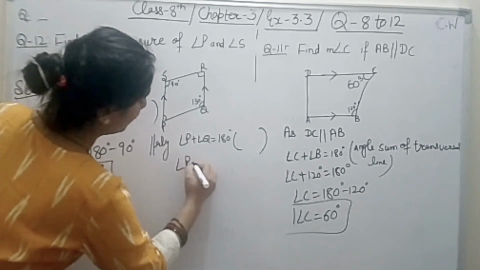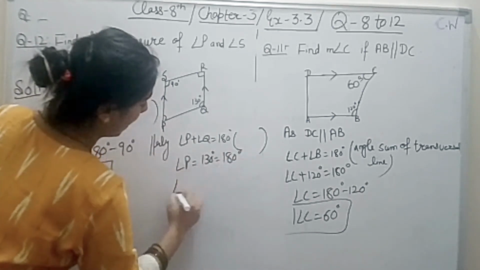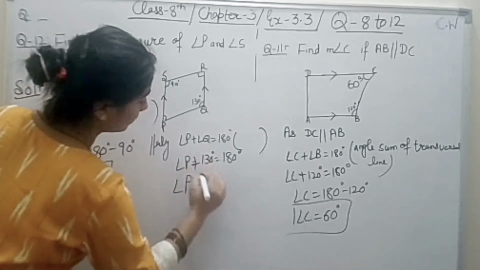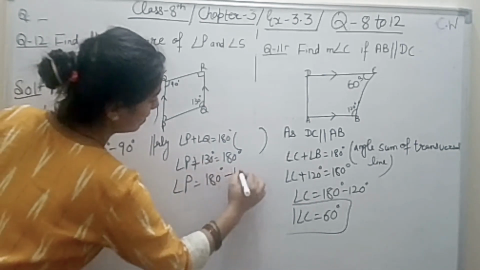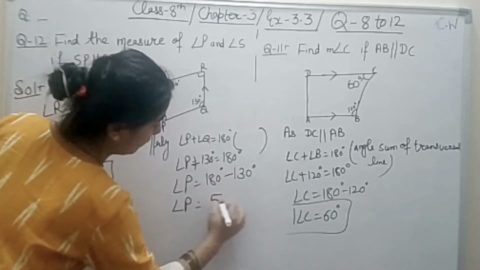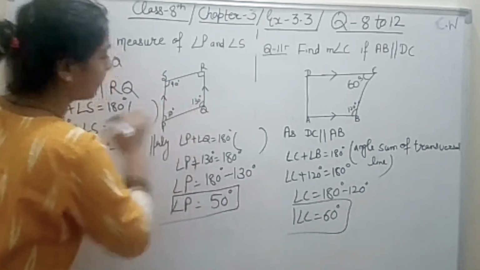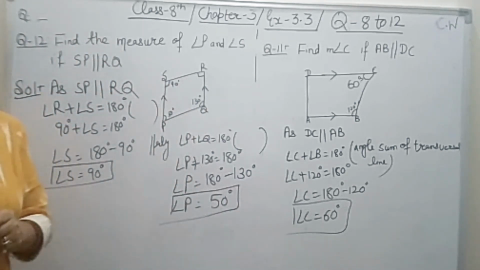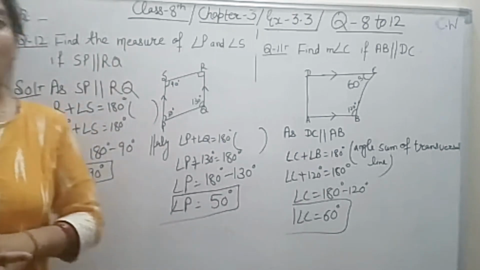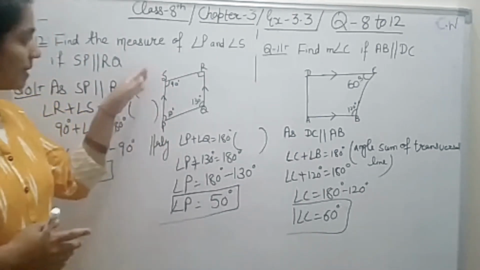Angle P we don't know. Q is 130 degrees, and the sum is equal to 180 degrees. So angle P is equal to 180 minus 130. So 8 minus 3, that is 50 degrees. So this angle P is 50 degrees. So very simple. We have used the property of trapezium and easily found the values of S and P.